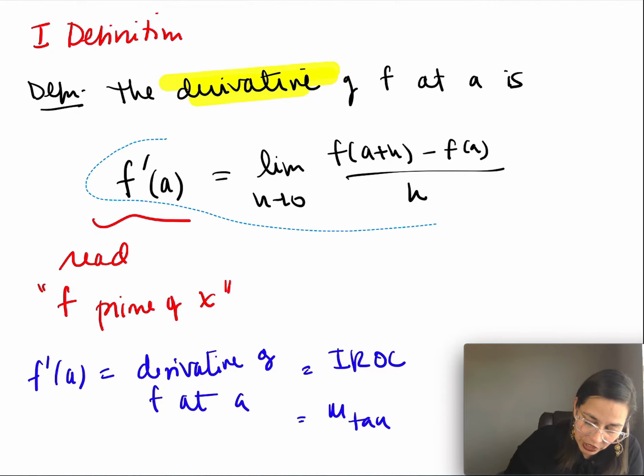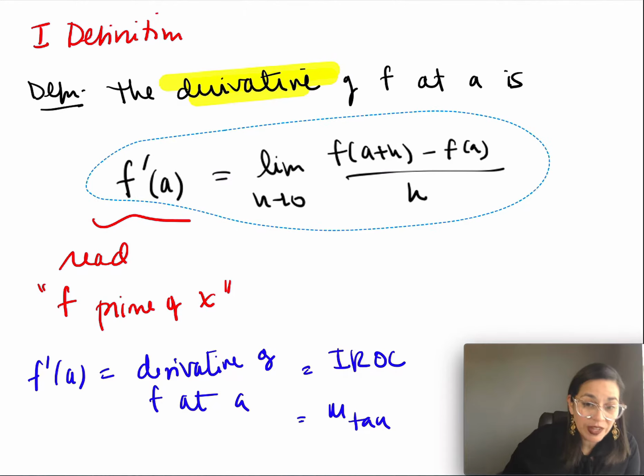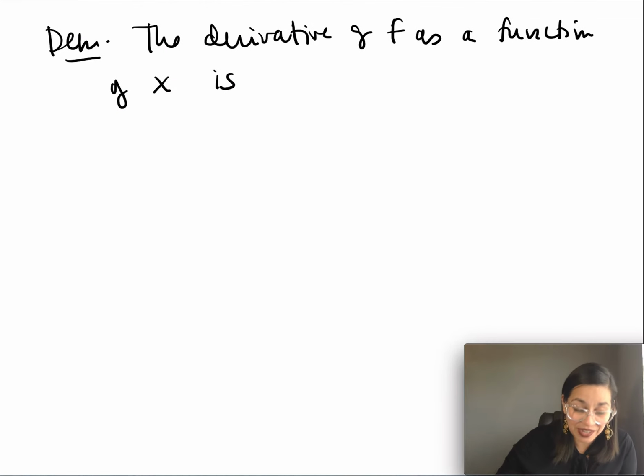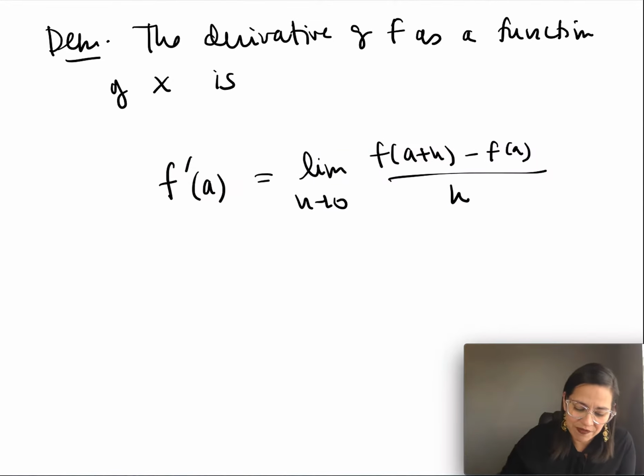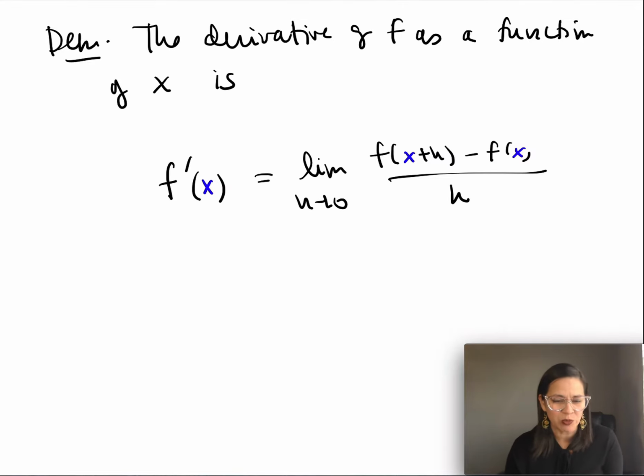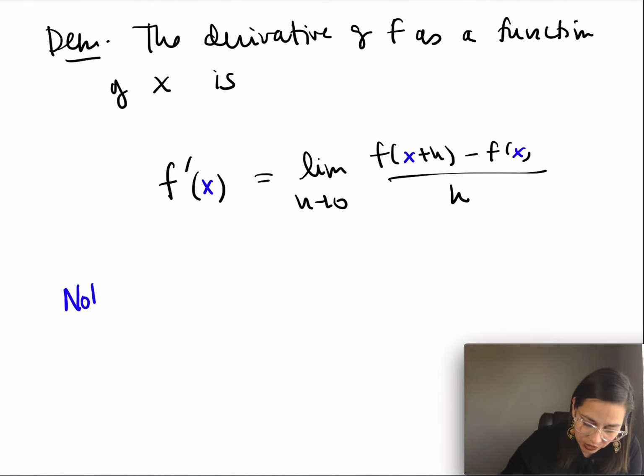And then instead of getting a number at the end, after computing that limit, I'm going to get a function that depends on x. So I'm going to get a function of x. So I'm going to erase this, and this, and this, and then I will replace a's with x. So now this is f prime of x, which represents the derivative of my function f as a function of x. So let me give you other notations.